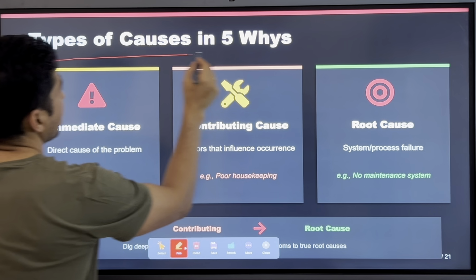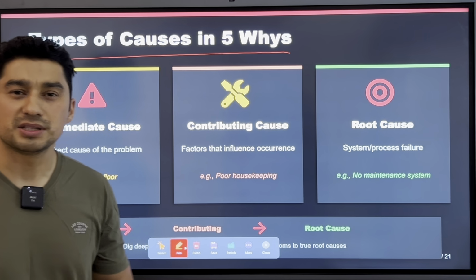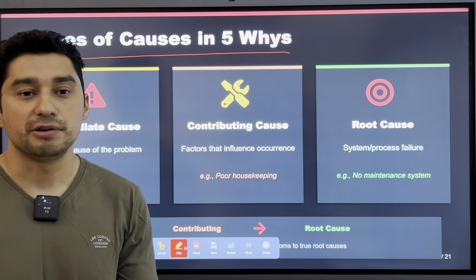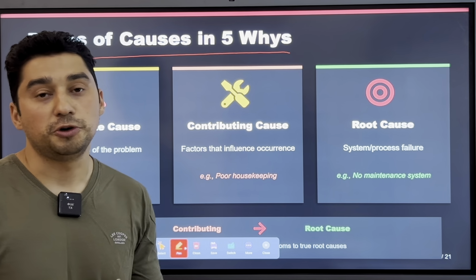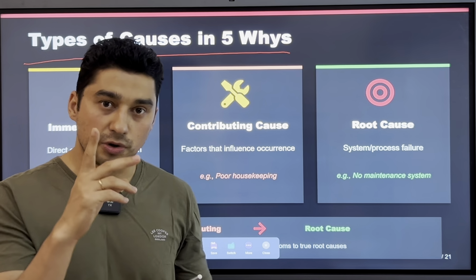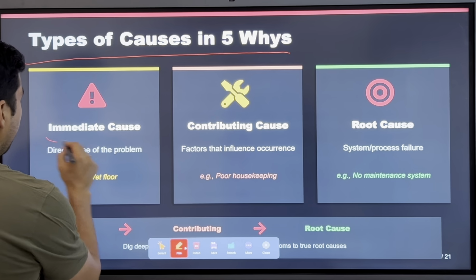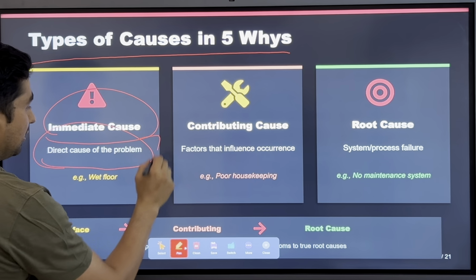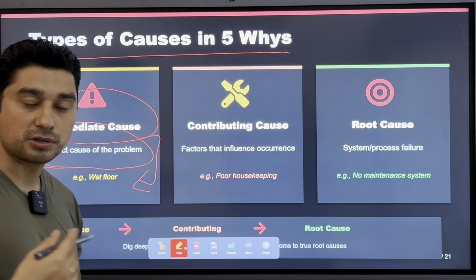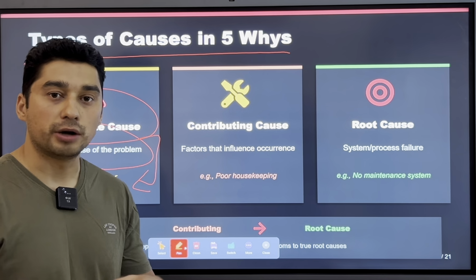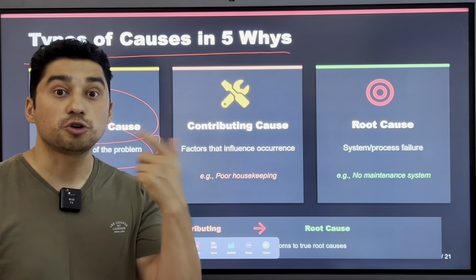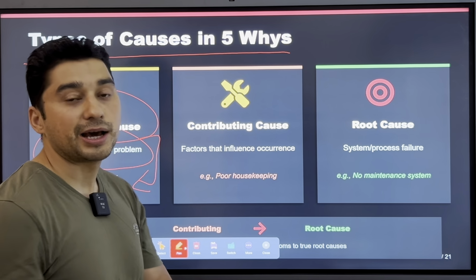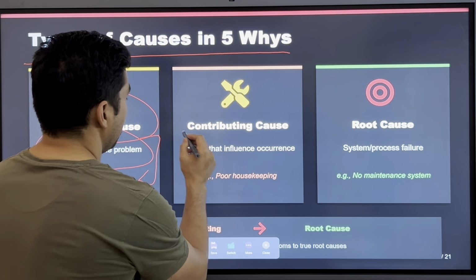Now, what are the different types of causes in 5 whys? We have classified causes into 3 different levels. First, we have the immediate cause, the direct cause of the problem. Example, wet floor. Because there was a wet floor, that's why the person slipped and got injured. That is the first one, the immediate cause of the incident. After that we have the second one, which we call the contributing cause.